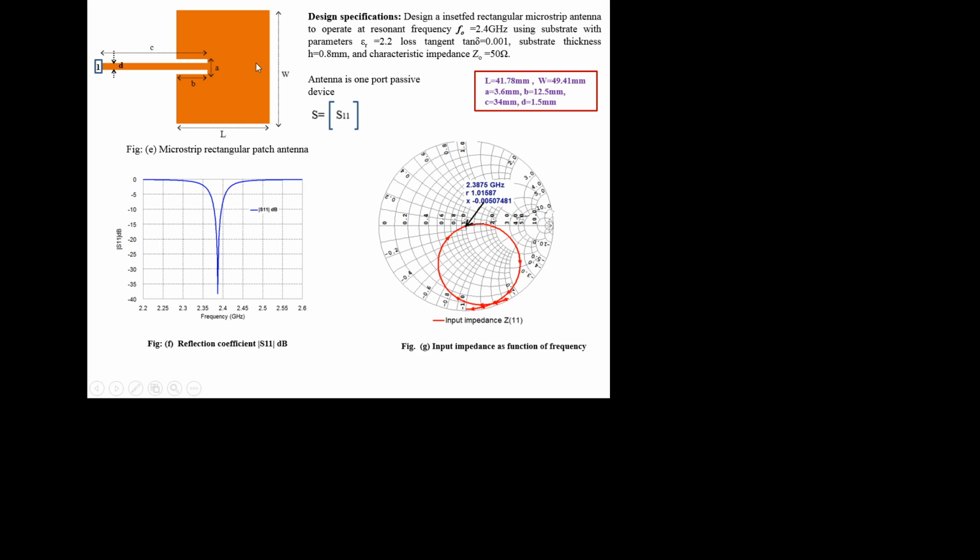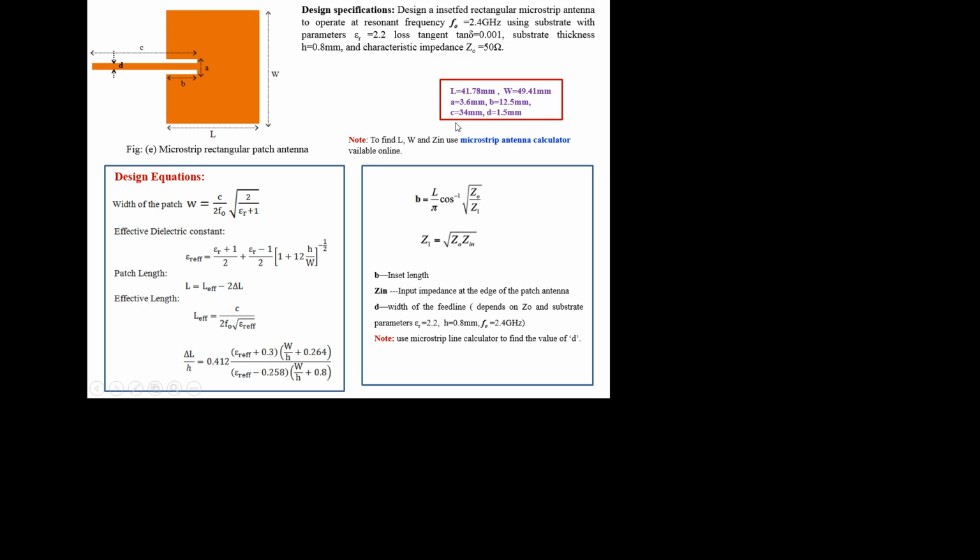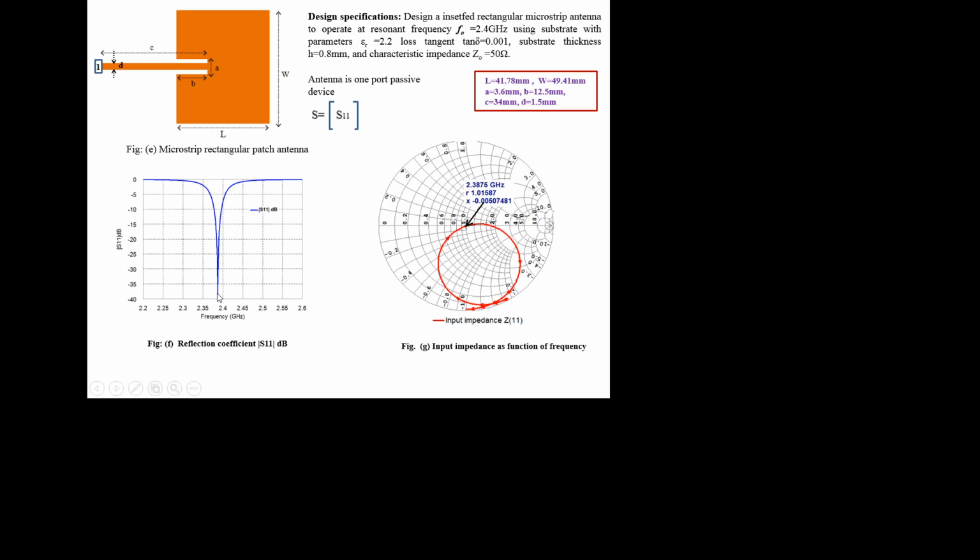And also, as I told, the current distribution will be like this. Current is maximum at the center and minimum at either side. This will happen at the resonant frequency. So we have to test whether current is minimum at the edges and maximum at the center at the resonant frequency, that is at 2.39 gigahertz, where we already got resonance. We can check that in the simulation tool.